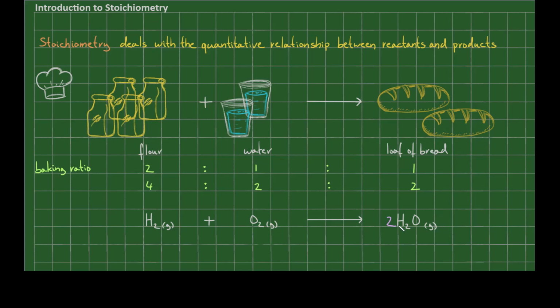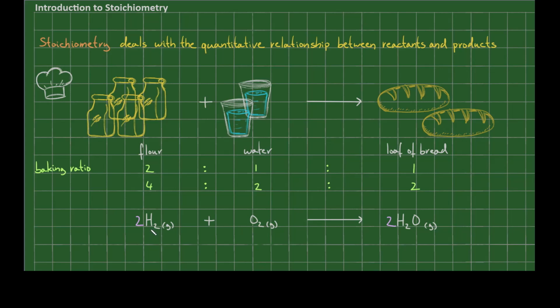However, by placing this 2, I have changed the number of hydrogen atoms. Right now, I have 4 hydrogen atoms on the product side and only 2 on the reactant side. I'm going to place a 2 in front of molecular hydrogen, and now everything is balanced.